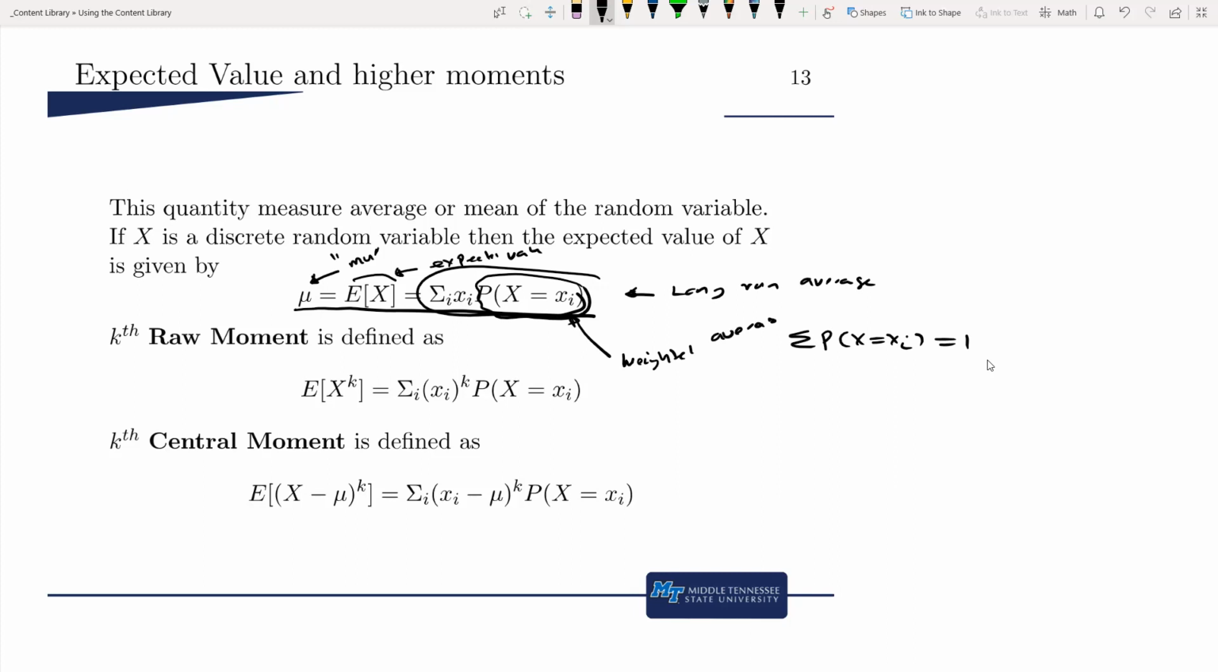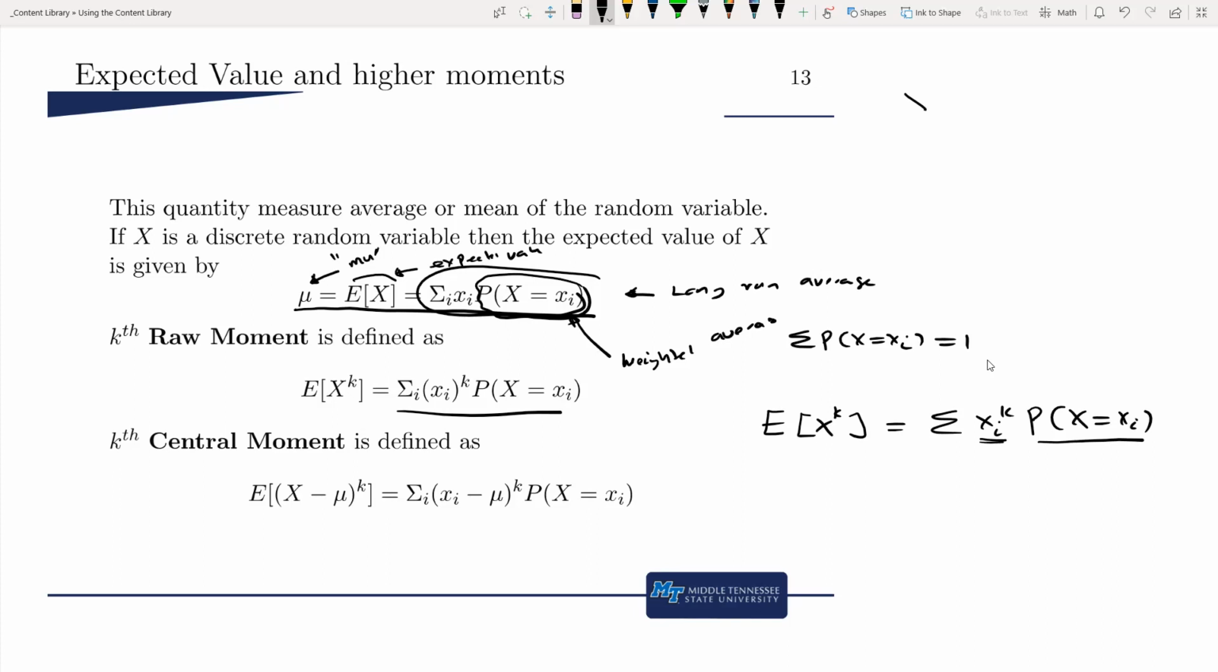Now, expanding this idea, you can calculate the kth raw moment using this formula. You can see that the kth raw moment is the expected value of the kth power of the random variable X. This part is not changing, even though the power is changing.